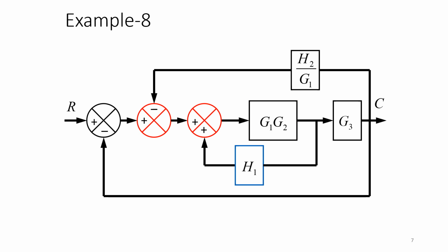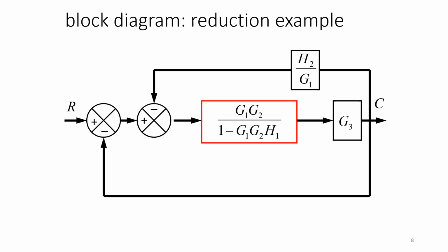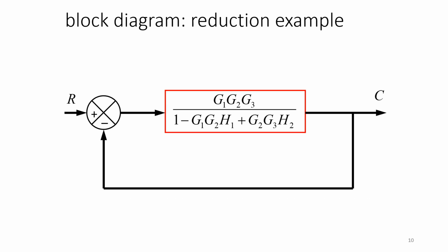Then I'll be concentrating on these two summing points. Now this is a loop which you can simplify first. Apply your feedback rule and try to simplify this. So it becomes G1 into G2 divided by 1 minus G1 G2 H1. After this, G3 was in cascade with this particular block, so it got simplified as G1 G2 G3 over 1 minus G1 G2 H1. And now the last task is you can simplify this feedback loop as G1 G2 G3 divided by 1 minus G1 G2 H1 plus G2 G3 H2.